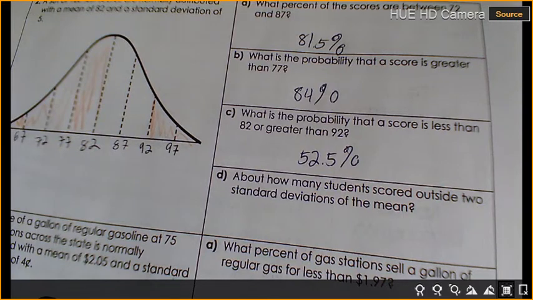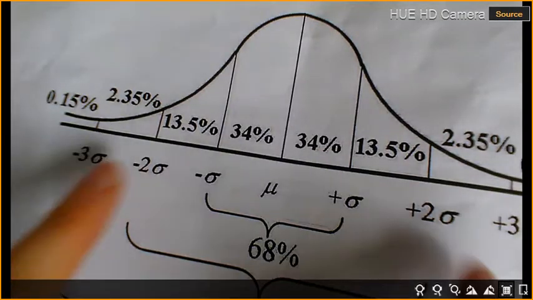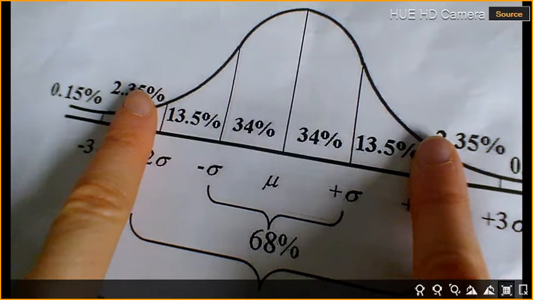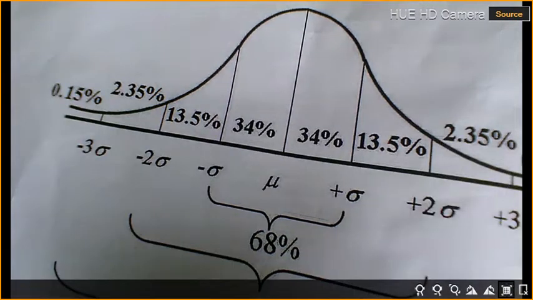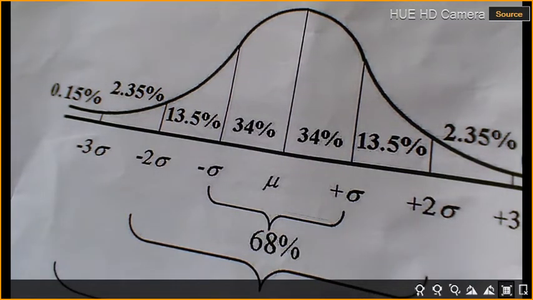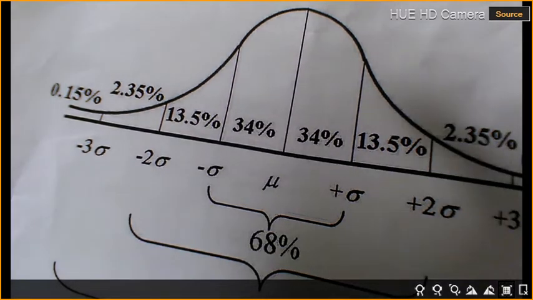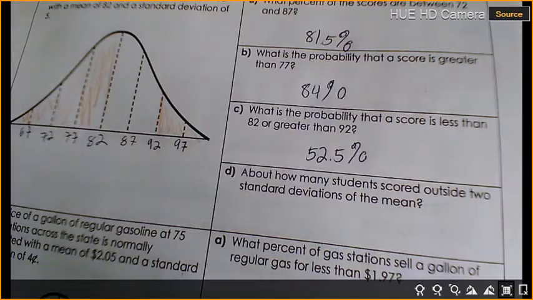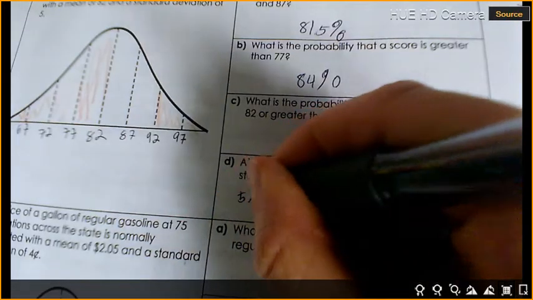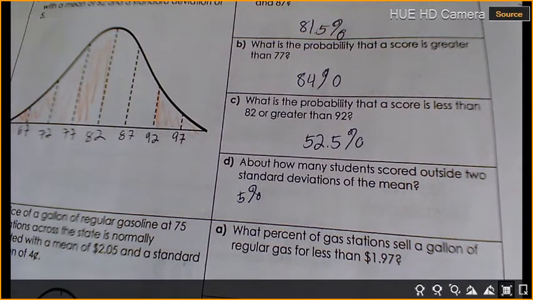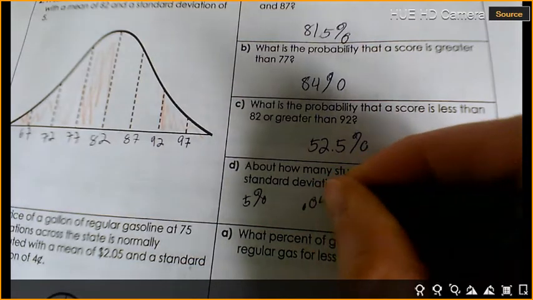About how many students scored outside 2 standard deviations of the mean? So remember what 2 standard deviations is. We look at these 2. So I need to add these percentages together. 2.35 plus 2.35 plus 0.15 plus 0.15. We get 5, right? So that's 5%. How do I change 5% into a decimal? If I want to change 5% to a decimal, it's not 0.5 because that'd be 50%, right? So it's 0.05. Good.